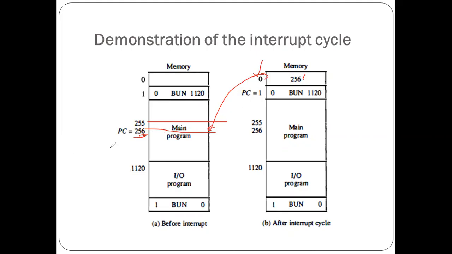And your PC is loaded with the next memory location, which is 1, at which I have the address of my program. My IO program was already loaded at a memory location, let it be 1120. At this memory location, I have my IO program initially. So at memory location 1, I have to write an instruction in such a way that it will jump to the ISR. Hence my instruction is: 0, branch unconditionally, 1120.